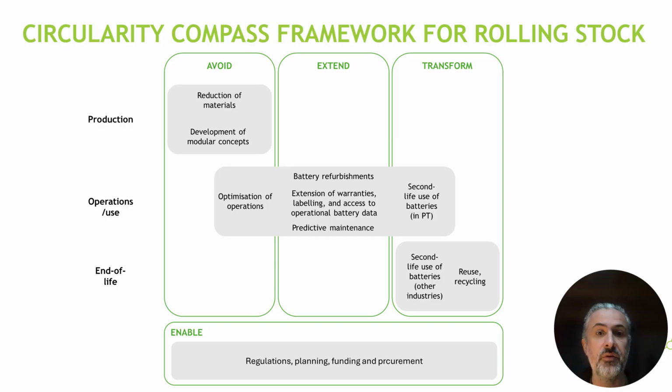It has been estimated that the primary metal consumption for batteries can be reduced by 25% for lithium and 55% for copper by 2040 thanks to recycling, improving technologies, and reusing recycled materials. The enable approach can be considered cross-cutting with respect to the production, operations, use, and end-of-life phases, and comprises all those activities creating conditions for circularity practices to be implemented, including regulation, planning, funding, and procurement.